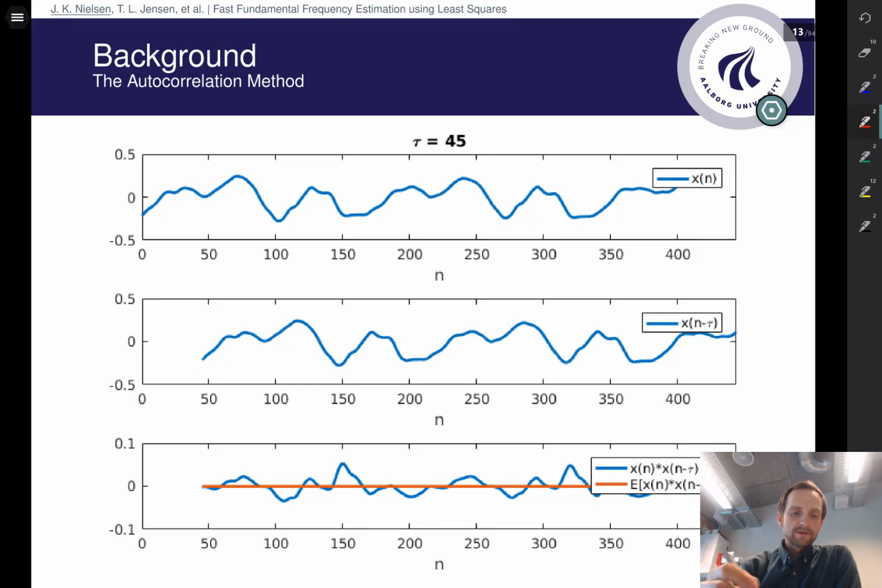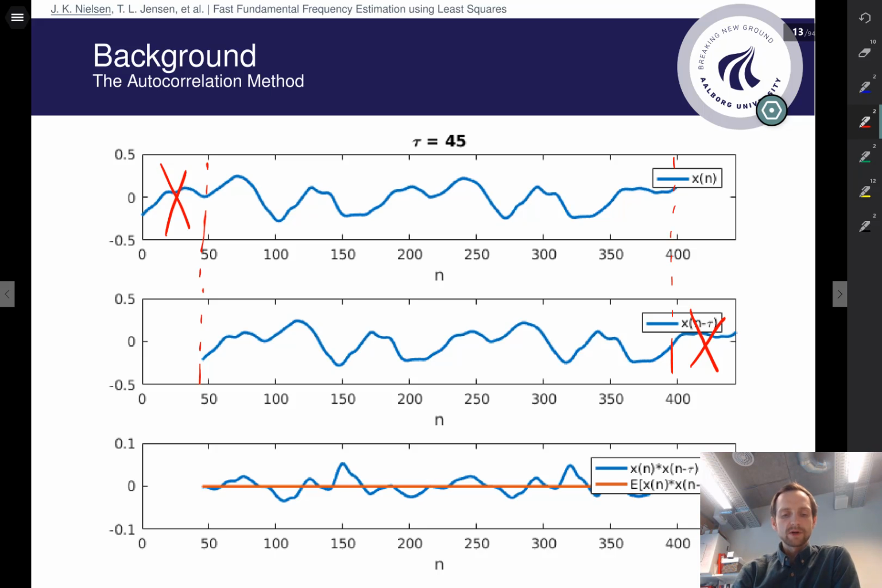Here's an example where in the top figure we have 400 data points, and then we have shifted these data points by 45 samples, and you get the middle figure. Then we trim the ends: we cut away this part here and also this part here, because they don't overlap. The rest of the samples that overlap, we just multiply together. Then we get the blue curve in the bottom figure, and then we compute the average of all these samples, and that's the red line here.